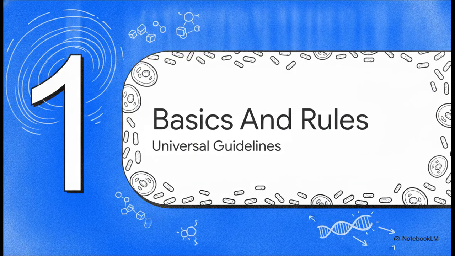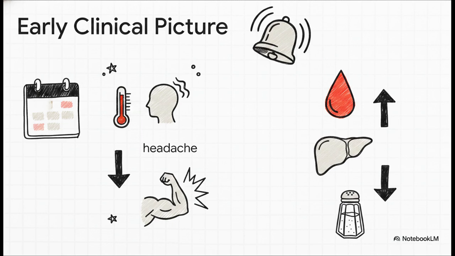Kicking things off with Section 1, Rickettsial Basics and Rules. Let's establish our baseline clinical picture for these obligate intracellular infections. So in the early days of a rickettsial infection, the symptoms are, well, dangerously vague. A patient rolls in with a fever, a bad headache, and some muscle aches. Honestly, that could be 100 different things, right?